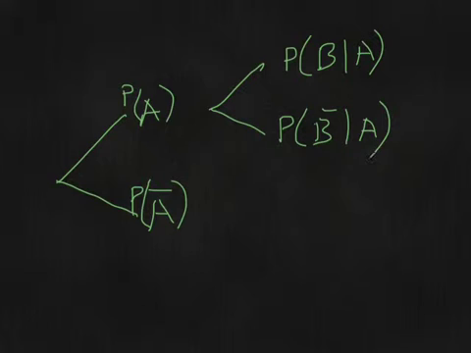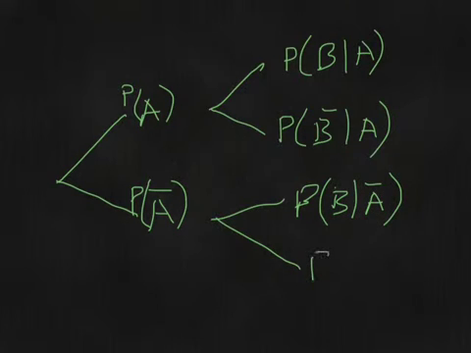So given that we've got two events, these are the four options that you get. So we get the probability of B given not A, and the probability of not B given not A.